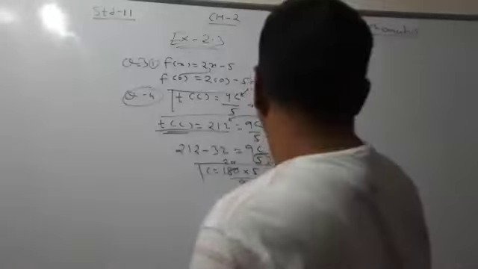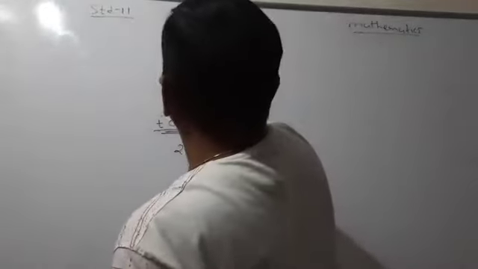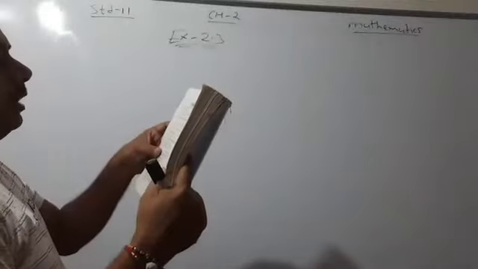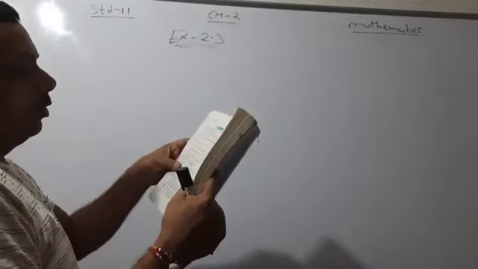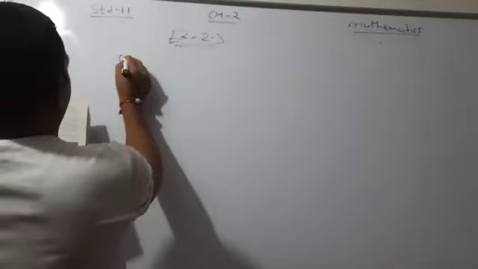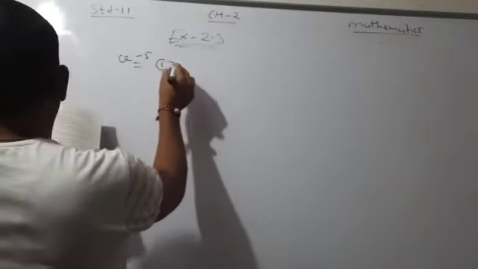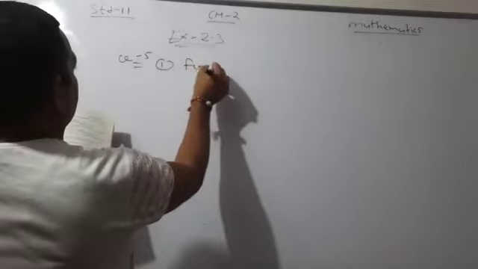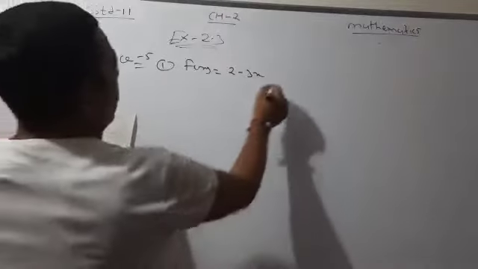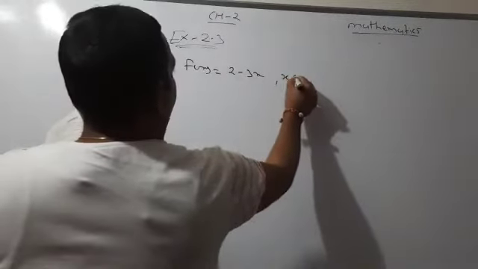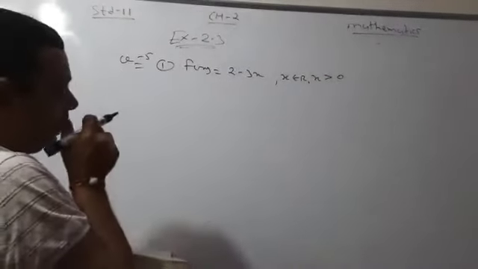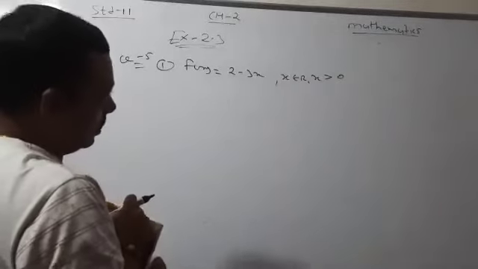Now the last question of this exercise. Seeing the last question, find the range of each of the following functions. You have to find the range. Range means answer set. Question number 5, sub question 1. f(x) = 2 - 3x, where x belongs to R and x is greater than 0. Range means answer. You have to find the answer set.